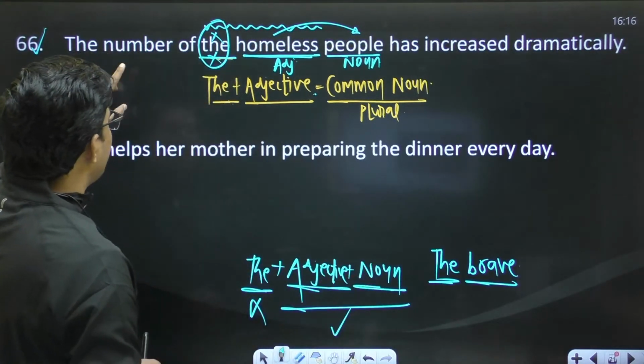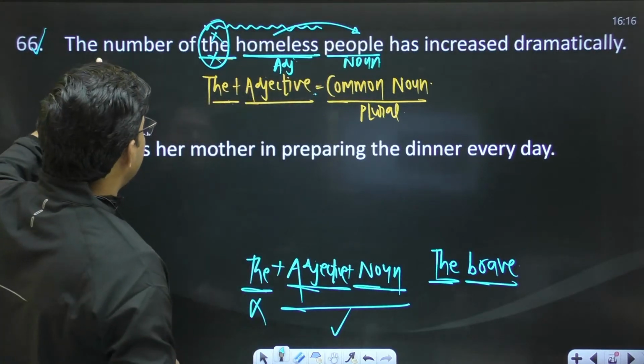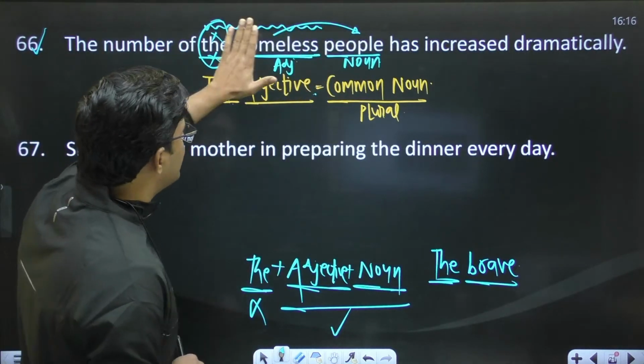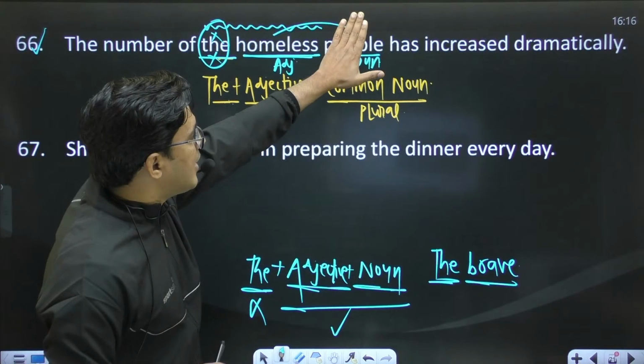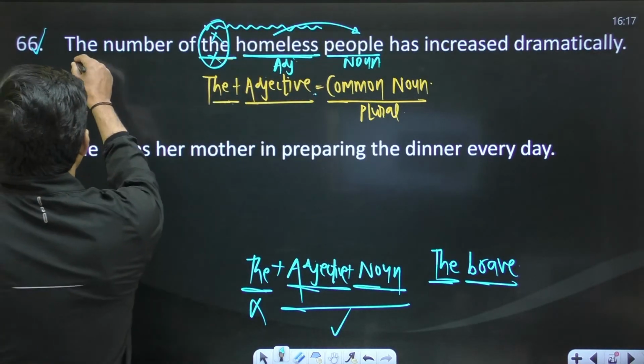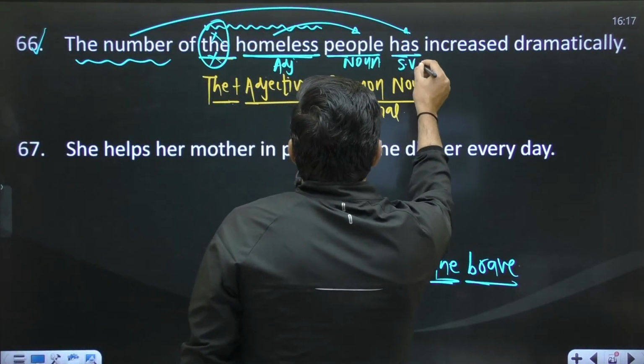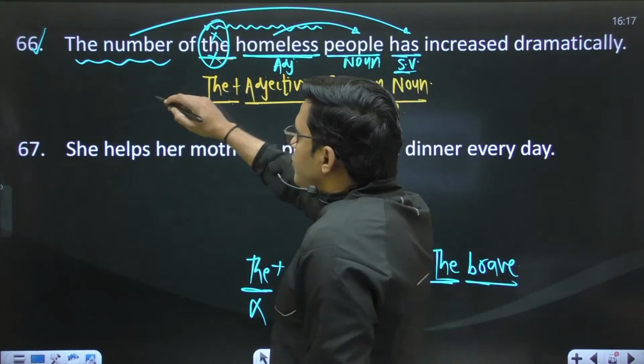So the sentence will be, the number of homeless people, or you can say the number of the homeless, then you don't need any noun. Both methods will be okay. And this, the number of, always demands a singular verb. So I drop article the.